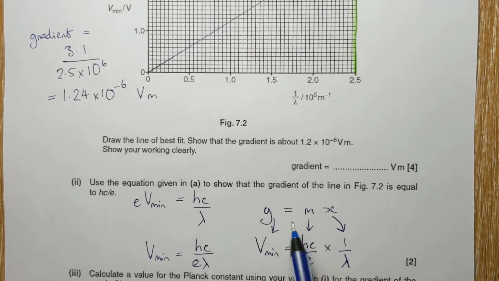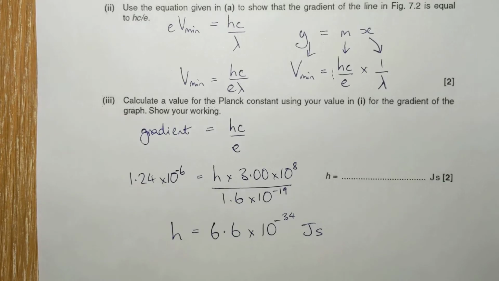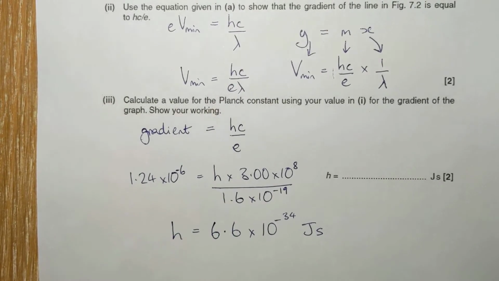Now this is what I would write to show that the gradient is equal to hc over e. What they've got is saying that the gradient is V lambda and then showing that using the equation. I can't see how this would be wrong, but if you do it the other way, then that's definitely going to get you the marks. And then lastly, using your value for the gradient to calculate a value for h.